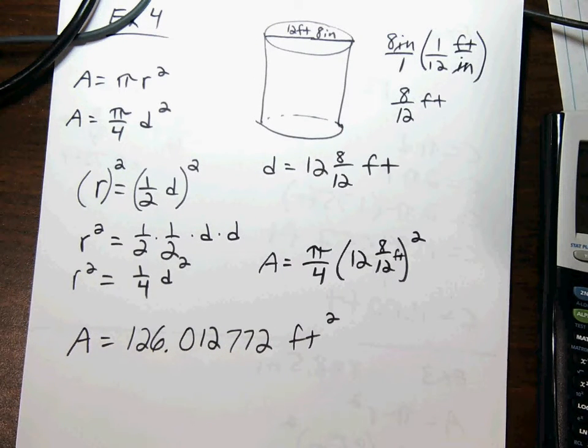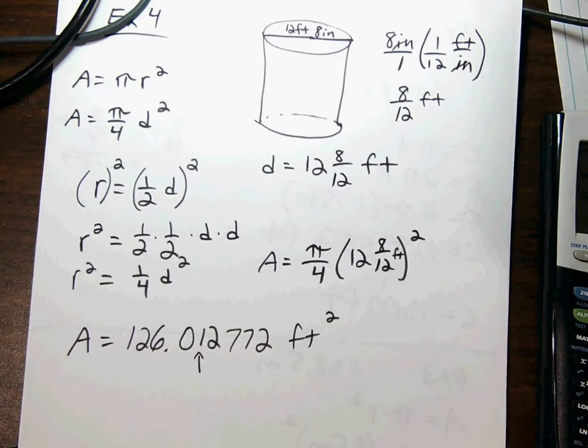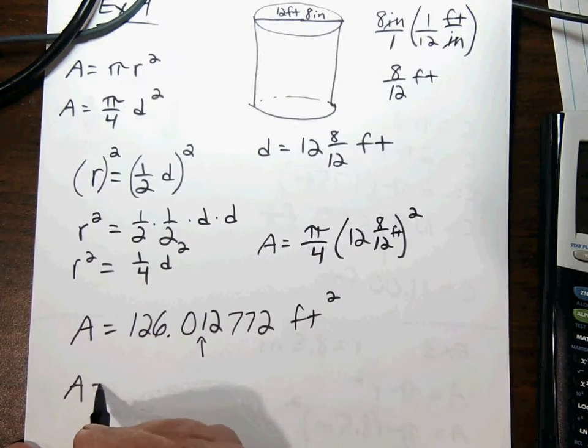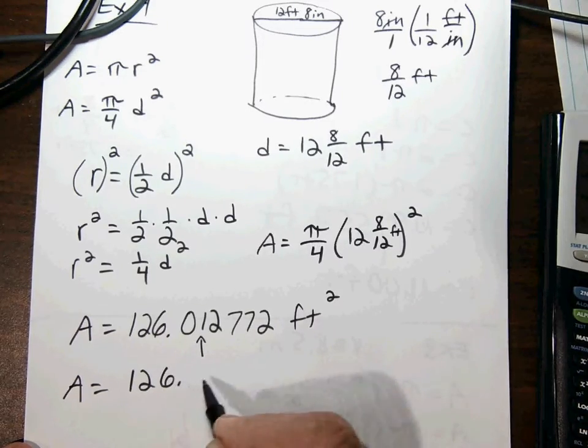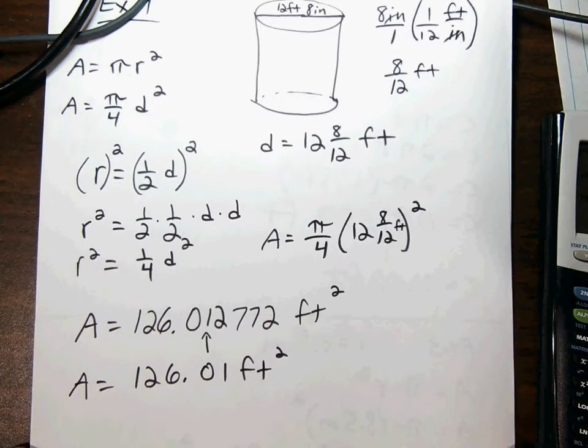Okay, what are we asked to round this to? Nearest hundredth. That's that 1 character right there, that digit of 1, so it's going to stay a 1. 126.01 feet squared. Okay?